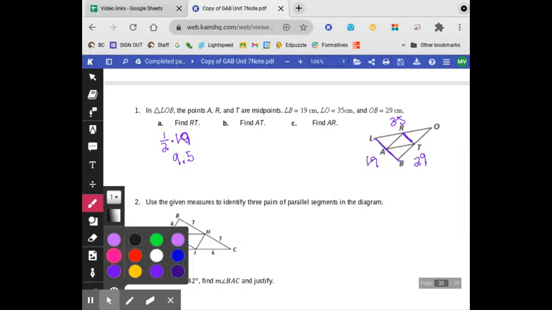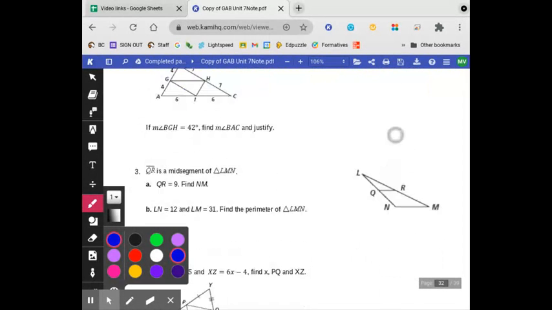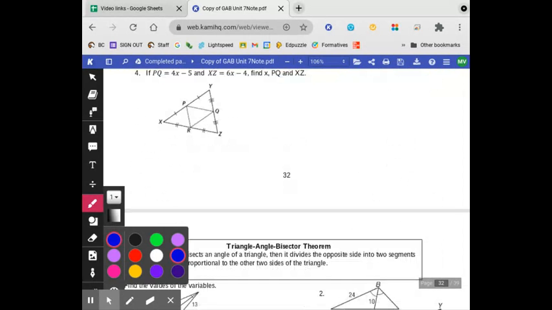AT is parallel to LQ. So it's half of 35 or 17.5. And AR is parallel, and switch colors, to BO. So it's half of 29. So that's 14.5. So I want you to pause, and I want you to answer questions 2, 3, and 4.